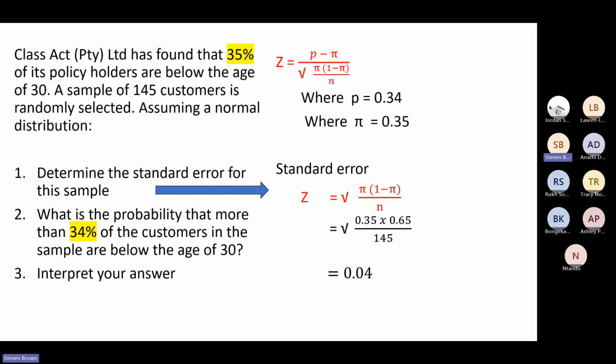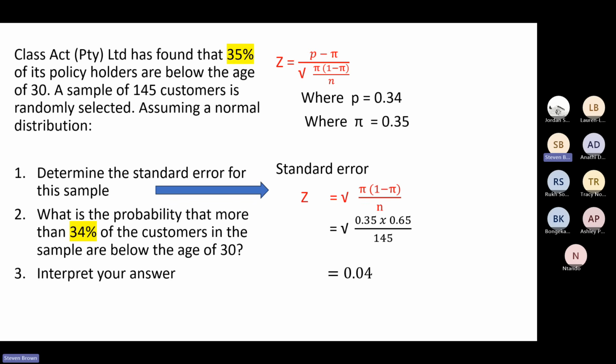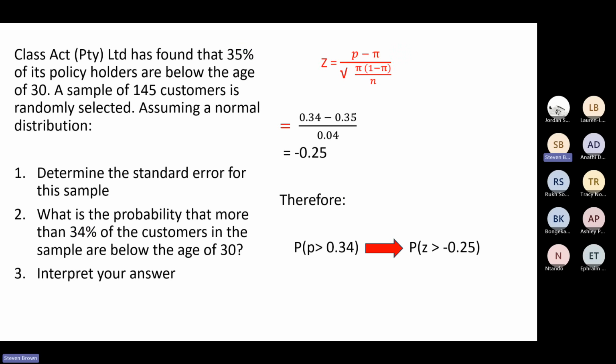Now, the next thing: what is the probability that more than 34% of the customers in the sample are below the age of 30? That's your P. The question is your P. The pi is what they've given you. The P is what you find. Now we've got the bottom bit that we've just worked out. Now we only have to stick the bit on in the top, which is 0.34, which is the thing they found, and 0.35, which is the thing they gave you. You work that out and you come to minus 0.25.